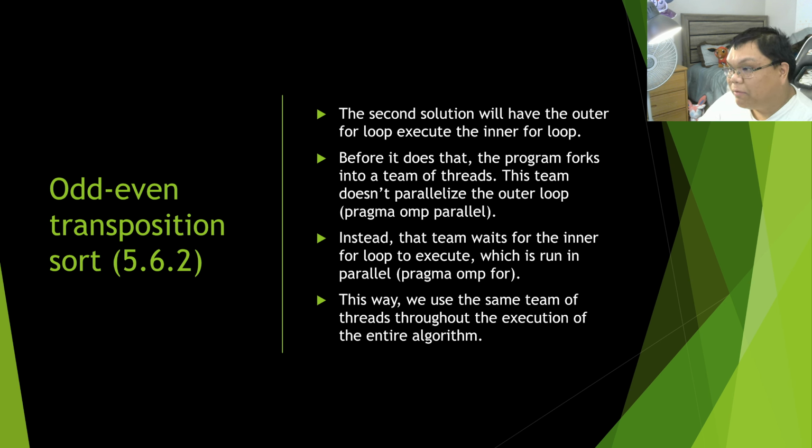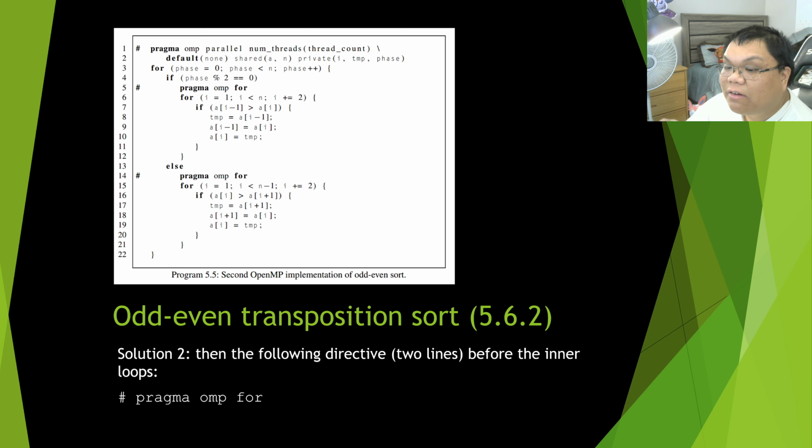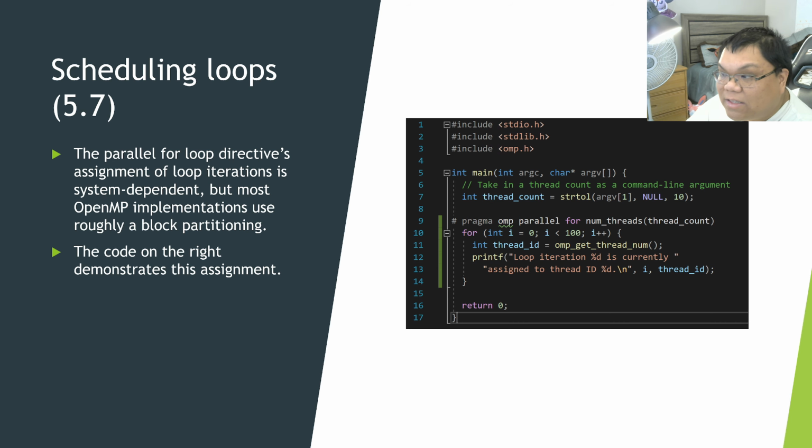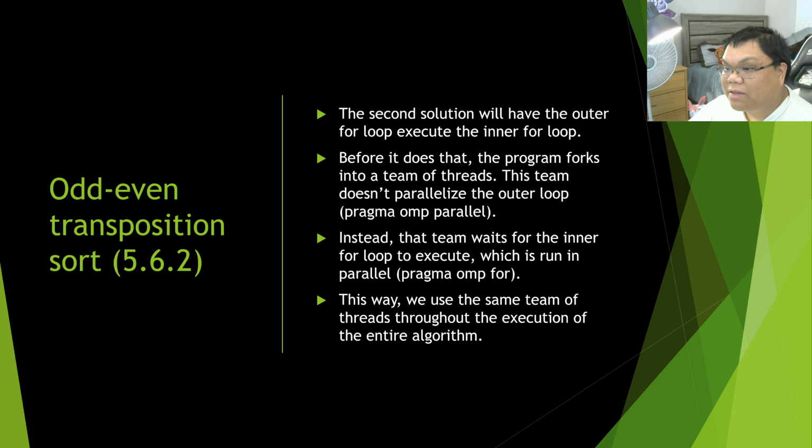The program forks into a team of threads. That team waits for the inner for loop to execute, which is run in parallel. That way, we use the same team of threads throughout the execution of the whole algorithm. We don't do a fork and join for every for loop iteration. That saves on time, and it makes our programs even more efficient. Because parallelizing code introduces some oddities, such as the time it takes to fork and join, and in some other cases, we realize that some programs cannot be parallelized at all. Those are just some things we have to keep in mind when we parallelize certain programs.